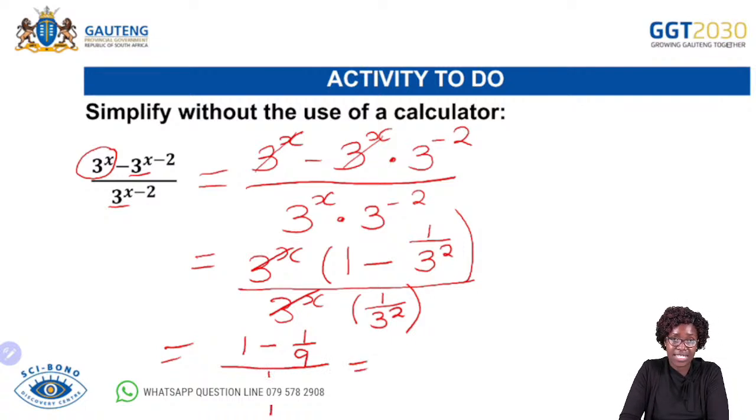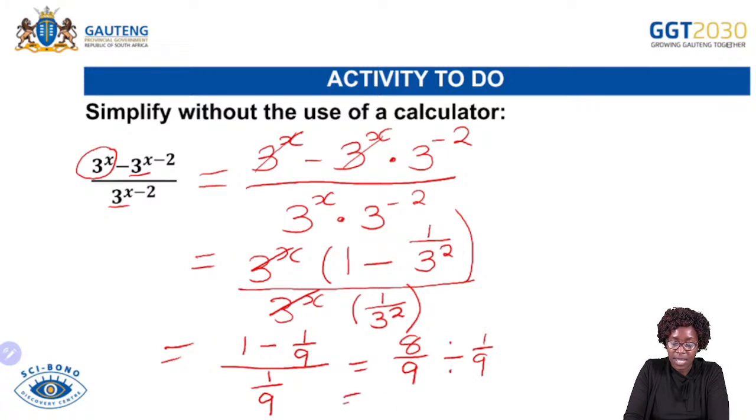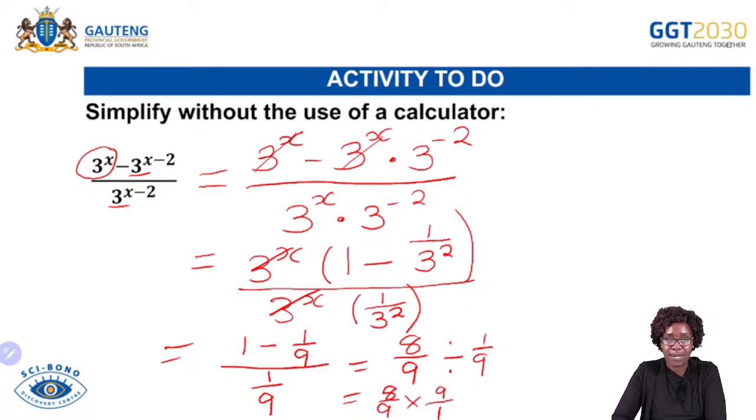Now, again, like I said before, even if it says without a calculator, you can check with your calculator. 1 subtract 1 over 9 gives us 8 divided by 9. And then I'm dividing this by 1 over 9. And then we know that when we are dividing with a fraction, we change this to a multiplication sign. And then this becomes 8 over 9 multiplied by 9 over 1. And clearly our answer there is 8.